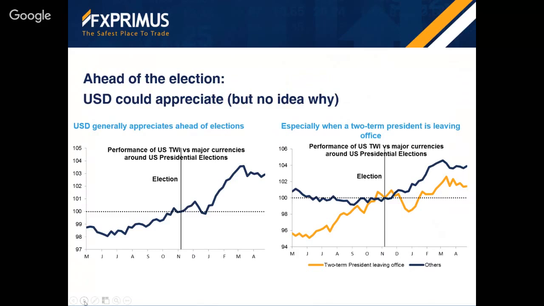It might have nothing to do with the election, but I just took all the elections since 1972, since the dollar started floating, and this is the result we get. Curiously, in the run-up to an election, the dollar does better when it's a two-term president leaving office. That's the yellow line. It shows all the instances when you have a two-term president leaving office, as opposed to a president being re-elected or whatever. I have no idea why this is.